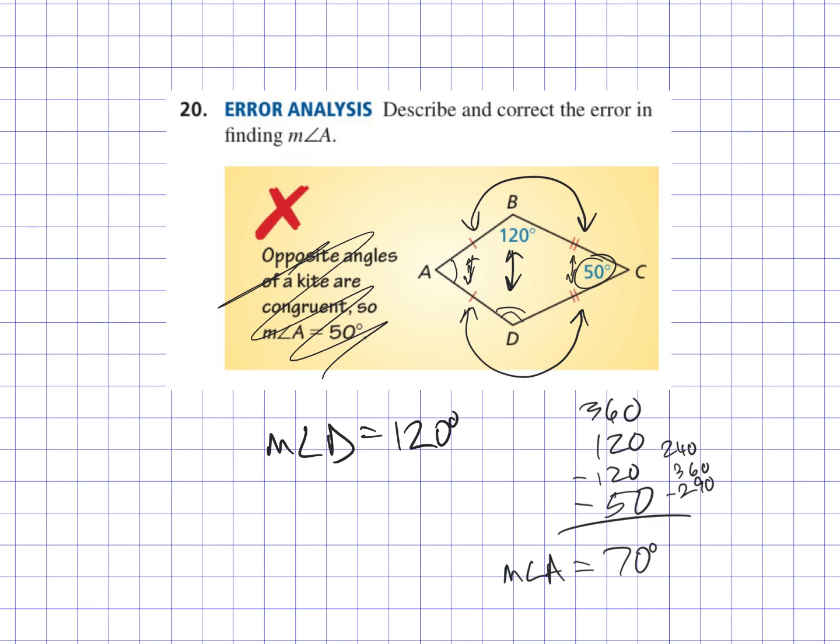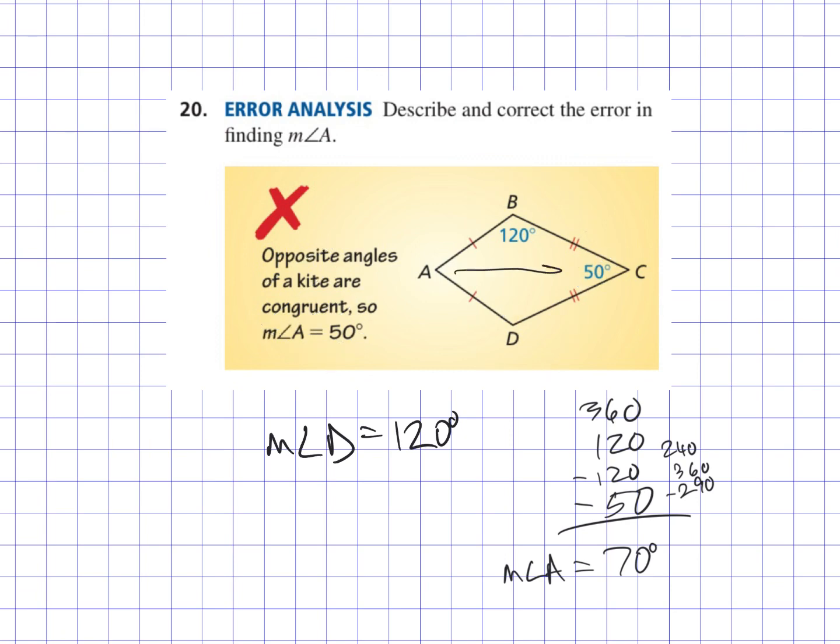All right, so what did they do? They said the measure of angle A was 50. So they did the typical student error and said that those two are the same. So no, it's the two angles between the two hash marks that are different. So 120 and D are the same.